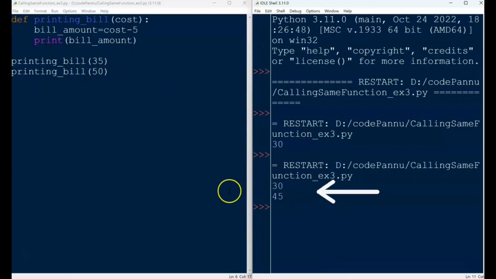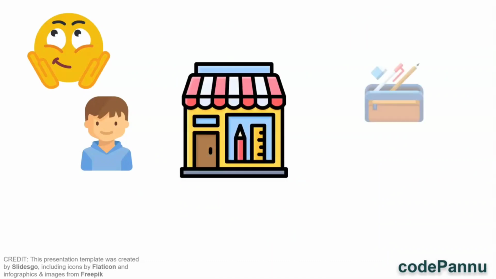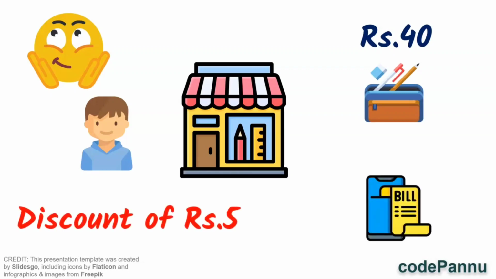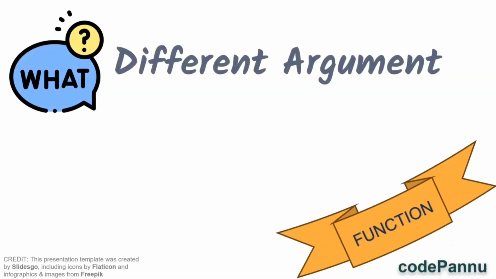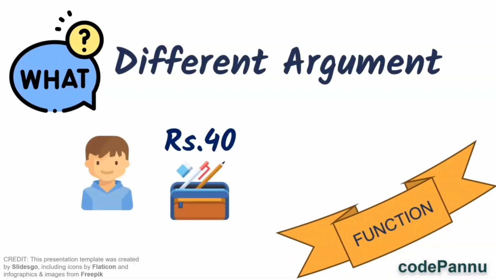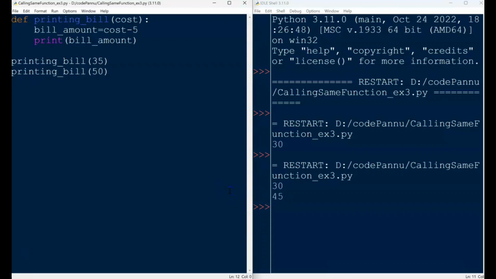Yes. Next, your cousin comes to the same stationery shop to buy a pencil pouch for 40 rupees and waits for his bill to be printed. So, what should we do? We should call the same function again and this time let us give the argument as 40 to print a different output. Yes. So, after the last statement, press enter and write printing underscore bill open bracket close bracket and write 40 inside the brackets. Save the file and run the code.